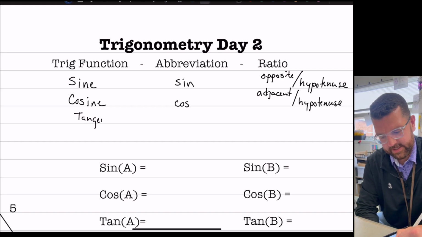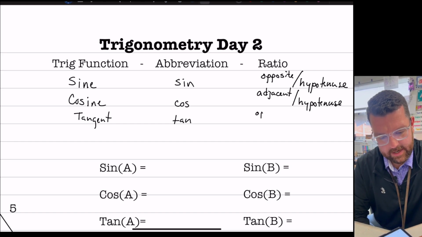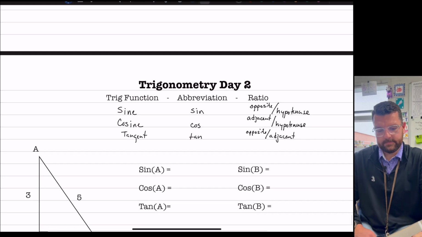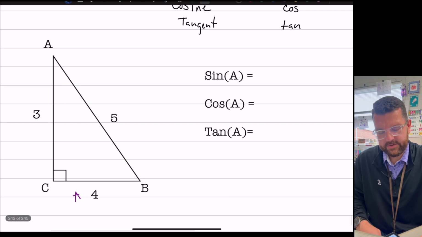And then your last one is your tangent. And the abbreviation there is tan, T-A-N, and its ratio is your opposite over your adjacent. You guys have already copied this into your notes.